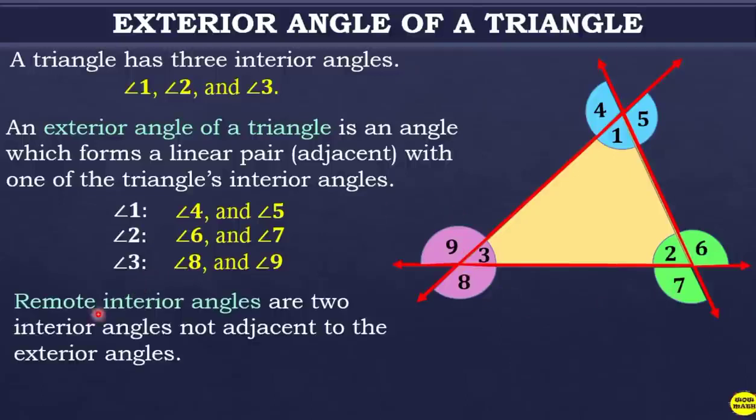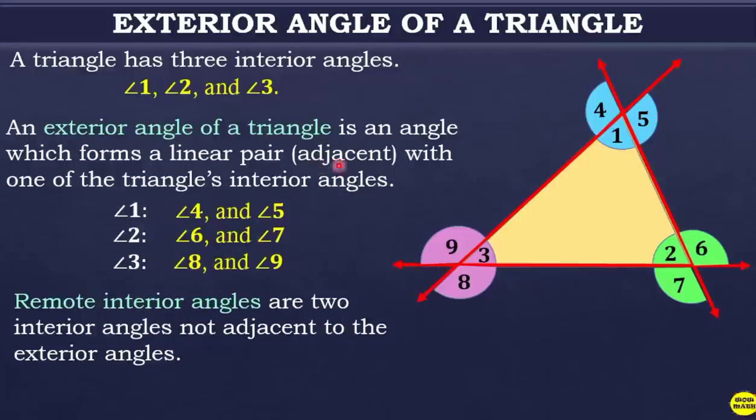Next, what do we mean by remote interior angles? Again, remote interior, so this is referring to the interior angles. These are two interior angles not adjacent to the exterior angle.